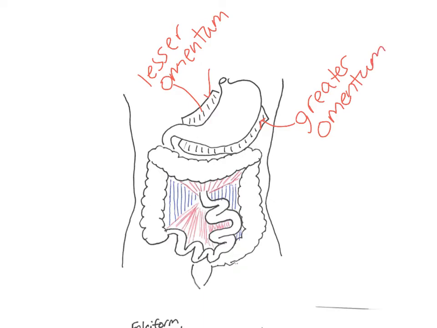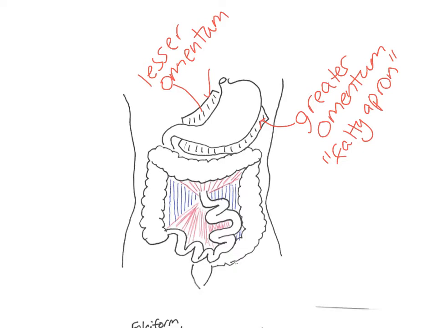This one is cut, but it usually hangs low and loops back around, and it's called the fatty apron. So when people gain abdominal weight, it's fat on the inside of that greater omentum, where those adipose cells are stretching and growing.